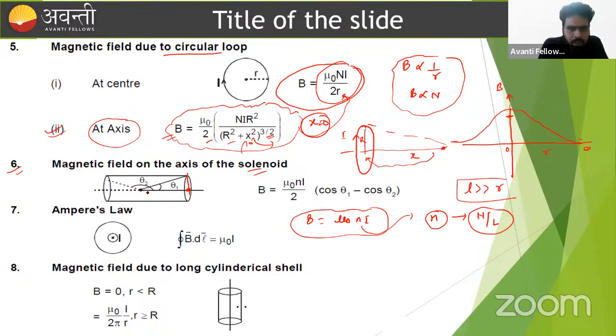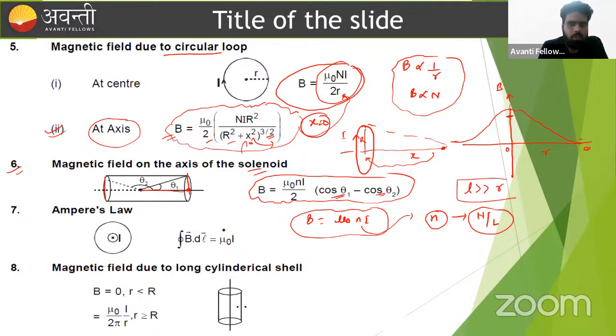Say this end makes angle theta 1 and this end makes angle theta 2 from this axis. So this is the formula, I think it is useful for your advanced purpose: mu naught n I by 2 times (cos theta 1 minus cos theta 2).